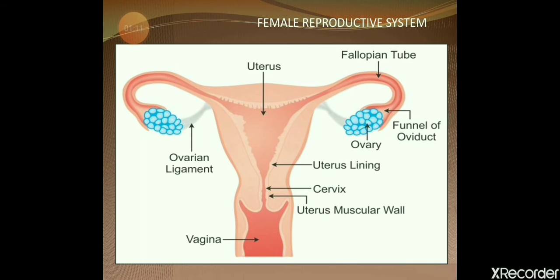Here is the female reproductive system structure. We saw all the description of the various parts yesterday, starting from the ovary. Ovary leads to the fallopian tube. The fallopian tube leads to the uterus, and from the uterus lining that leads to the cervix and then the vagina. That's how the structural details we saw yesterday. We'll see the video description of it.